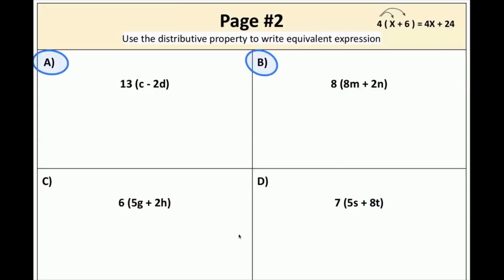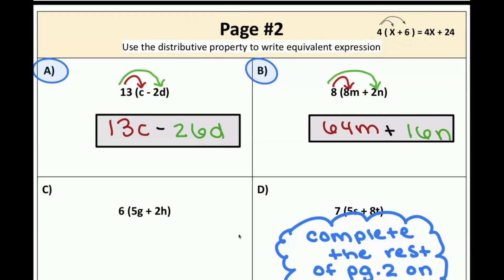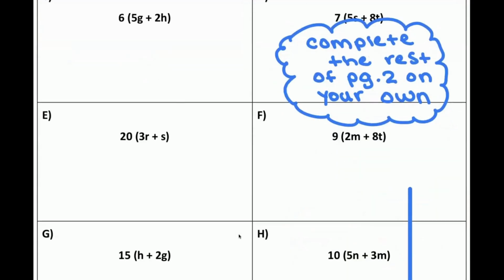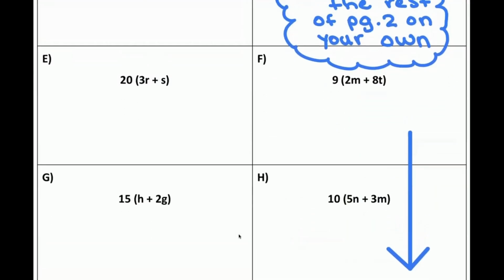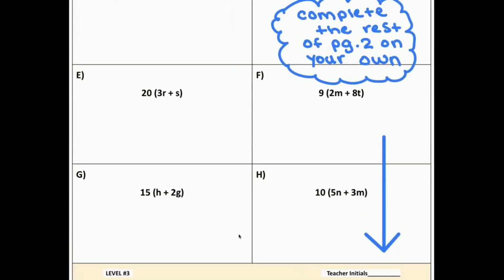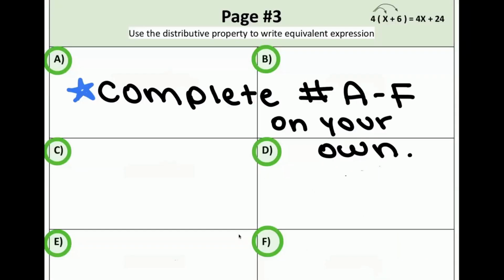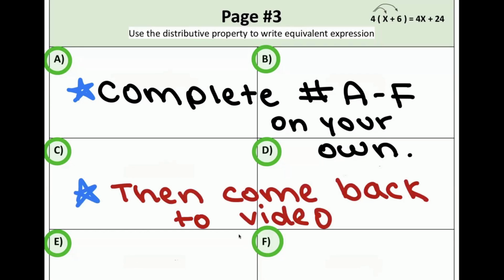Go ahead and complete problems A and B, then come back to the video to check your work. Check your work for page 2. Then complete the rest of page 2 on your own and check in with your teacher if they want you to. Let's take a look at page 3. Go ahead and complete A through F on your own, then come back to the video.